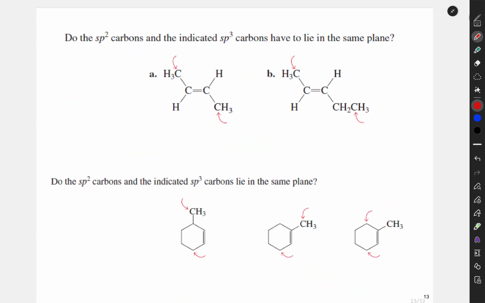Do the sp2 carbons and the indicated sp3 carbons have to lie in the same plane or not? What is the second one? Do the sp2 carbons and the indicated sp3 carbon lie in the same plane? Same question, but with a different molecule.